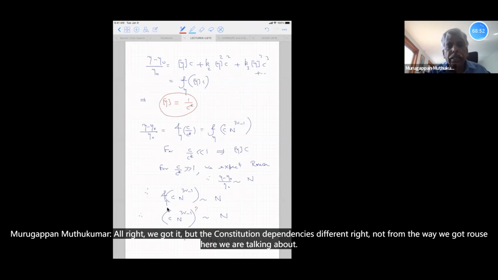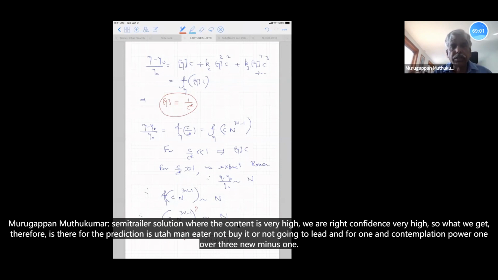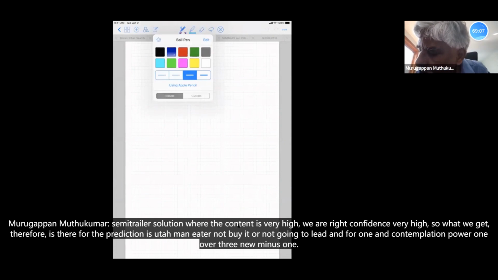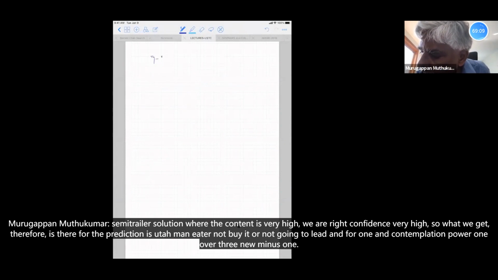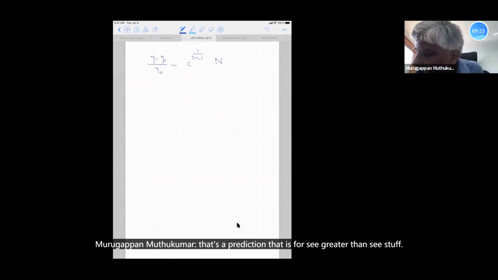But the concentration dependence is different, right? Not from the way we got Rouse. Here we are talking about a semi-dilute solution where the concentration is very high. So the prediction is (eta minus eta naught) by eta naught going like N power 1 and concentration power 1 over 3 nu minus 1. That's the prediction. This is for C greater than C star.